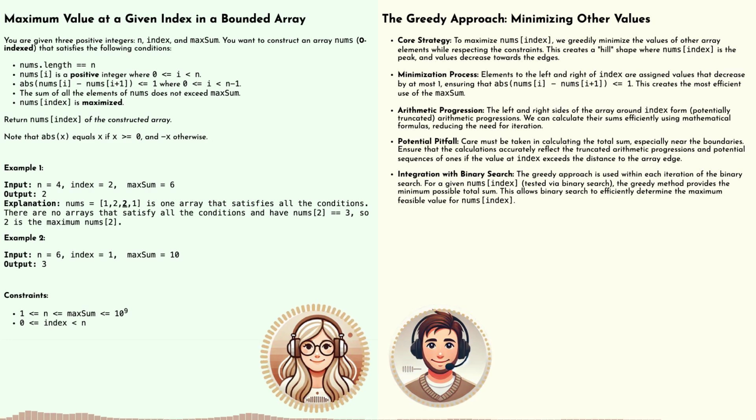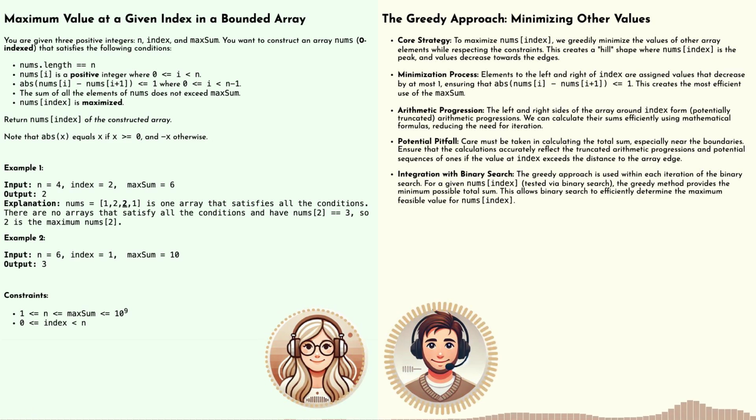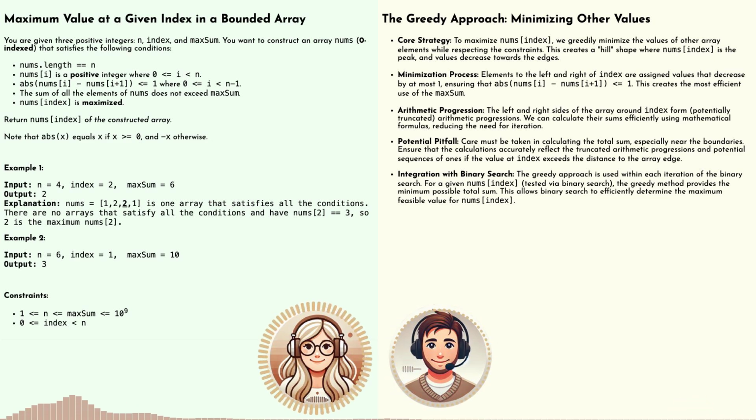Yeah. So basically, we're trying to make a hill shape with the target index at the top, and then decreasing as smoothly as possible on each side. Okay, I can kind of picture that. Yeah, it's like our Lego tower again, right? Exactly. You want the highest peak, but you want to use as few blocks as possible on the sides to get there. You want to save all those blocks for the peak.